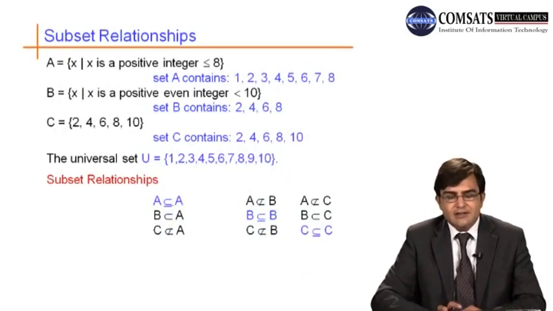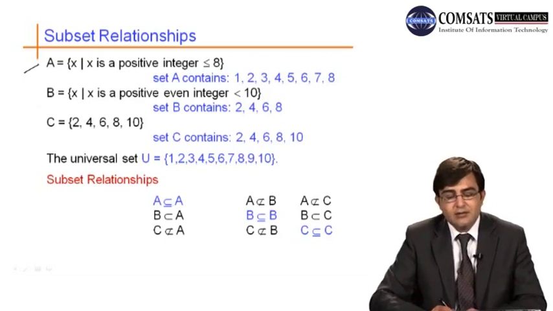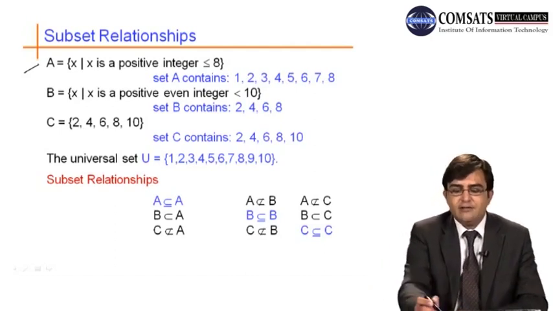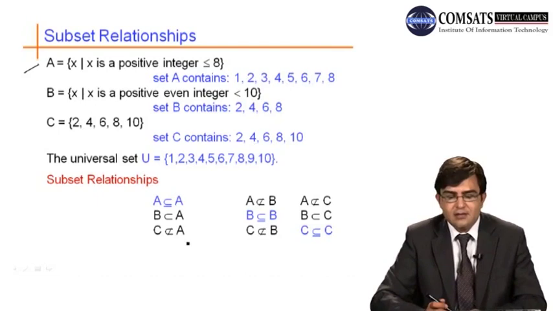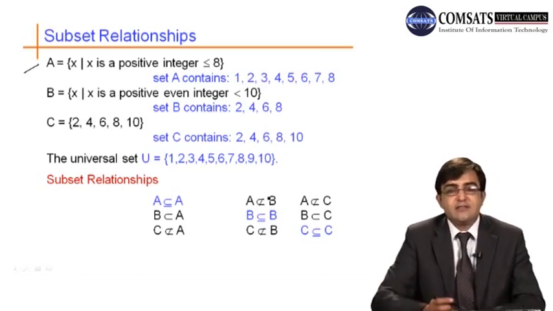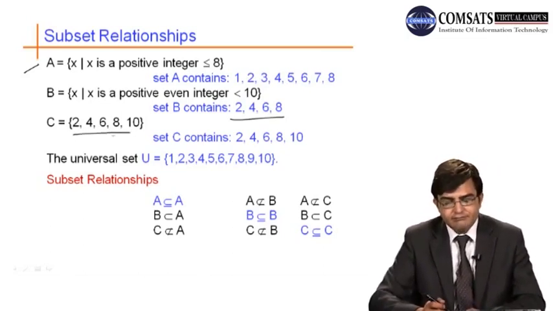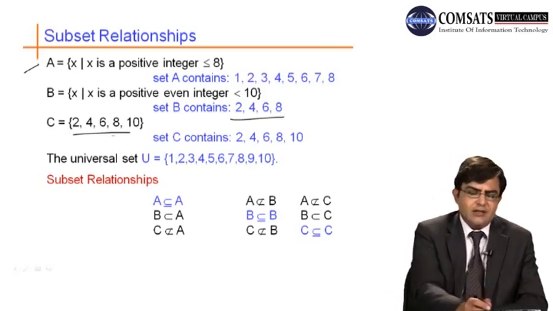So the next is subset relationships. What is the subset? If we have this set A, where A contains elements x, such that x is a positive integer less than or equal to 8, which is 1, 2, 3, 4, 5, 6, 7, 8. B is the set which contains elements x, such that x is a positive integer less than 10. So this contains 4 elements, 2, 4, 6, 8. C is this set 2, 4, 6, 8, 10, and we take up another universal set.